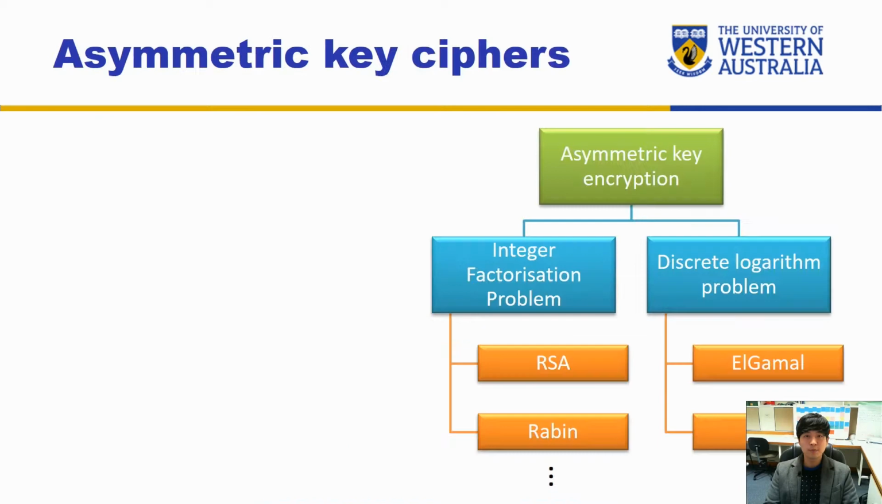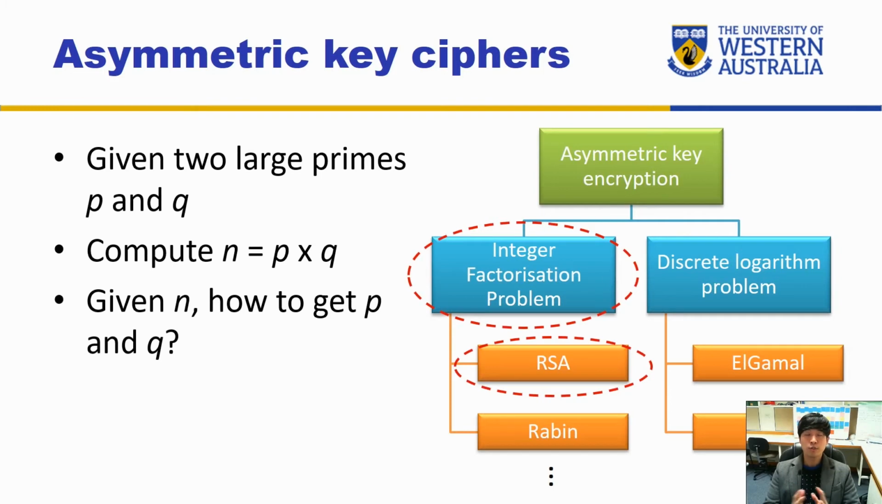In asymmetric key encryption, there are a few different methods of doing this, but it branches into 2 main parts. One is the integer factorization problem, and the other one is the discrete logarithm problem. We'll have a look at an example from both, but RSA falls into the integer factorization problem. So we'll look at RSA.